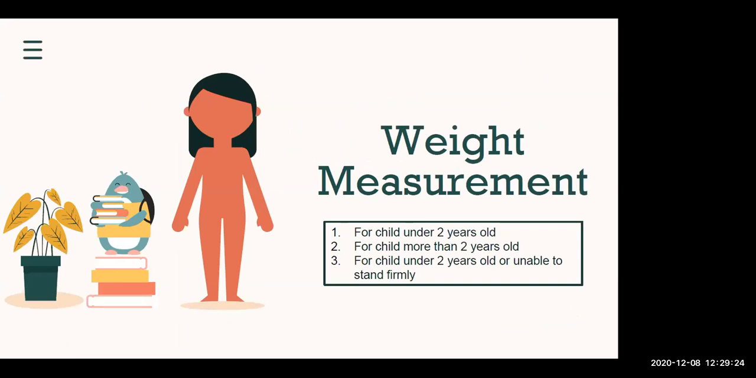Next, we look at the weight measurement. For weight measurement, I divided it into three parts, which are for a child under 2 years old, a child aged more than 2 years old, and a child under 2 years old who is unable to stand firmly on the scale.